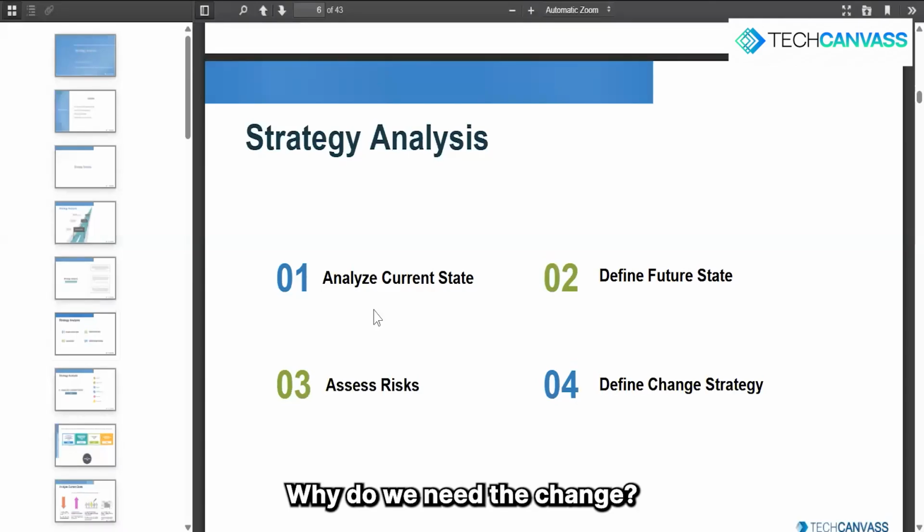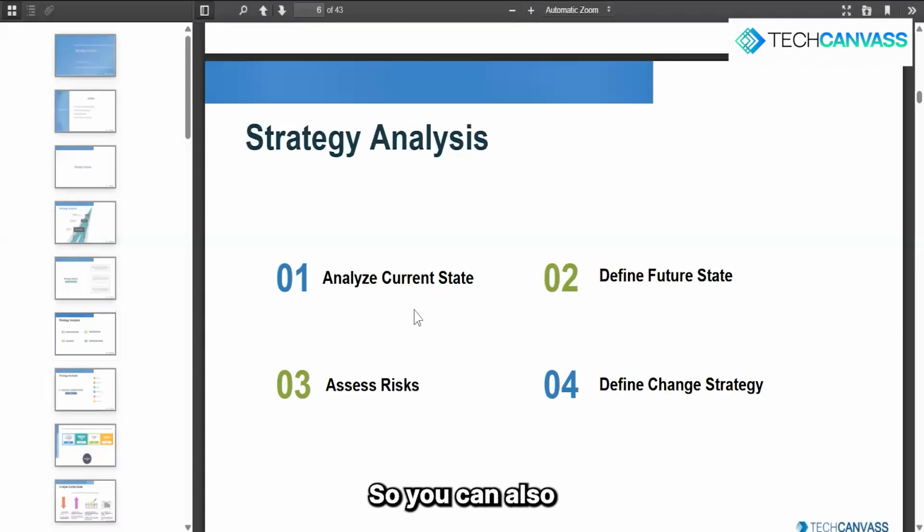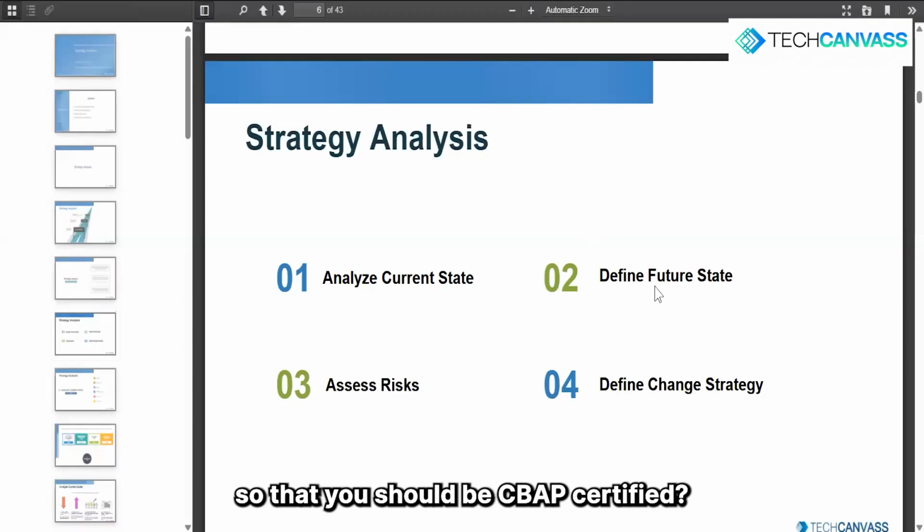Why do we need the change? Second is define future state. How are you going to look in the future? You can also consider your own example, maybe from your projects or from your CBAP or CCBA journey. Analyze your current state: you're not CBAP certified. What needs to be done, and what will you define in your future state so that you are CBAP certified?